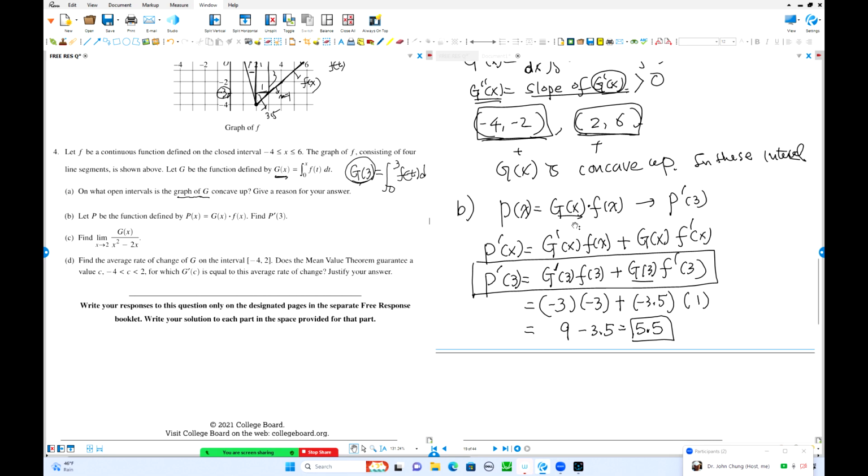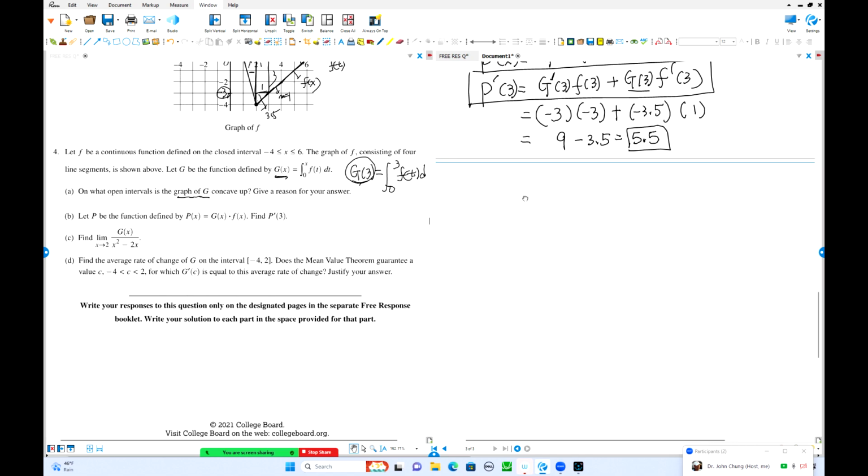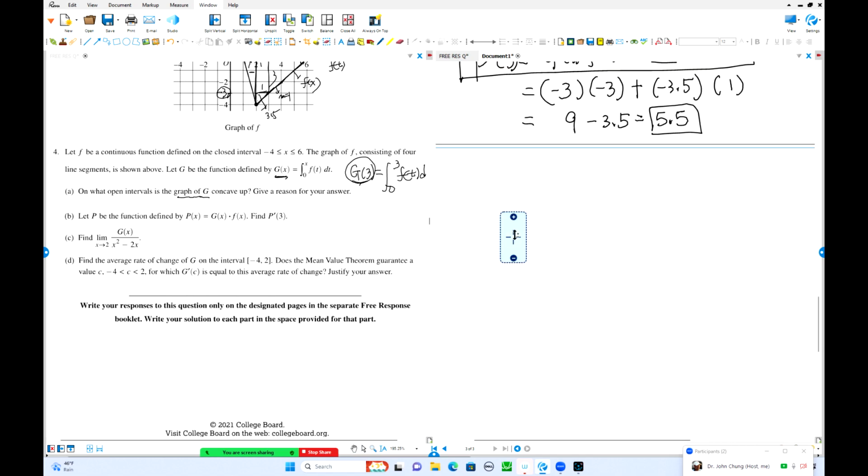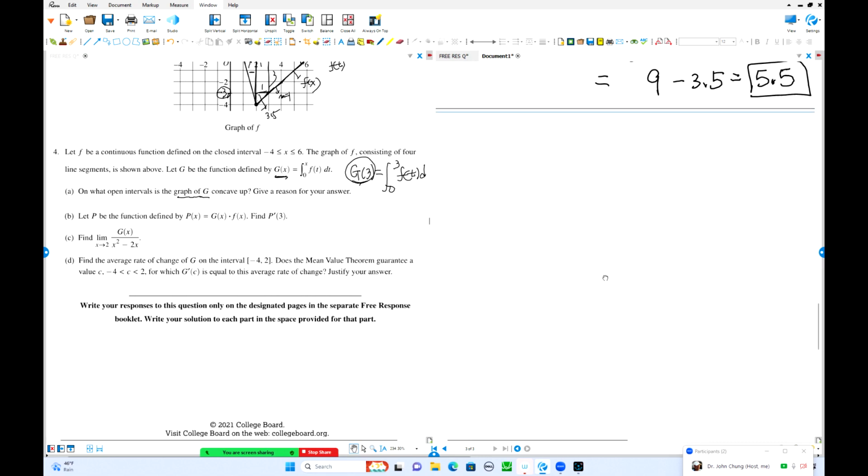Number B is, I think it's okay, right? Okay, now the next one is number C. Find the limit value here.